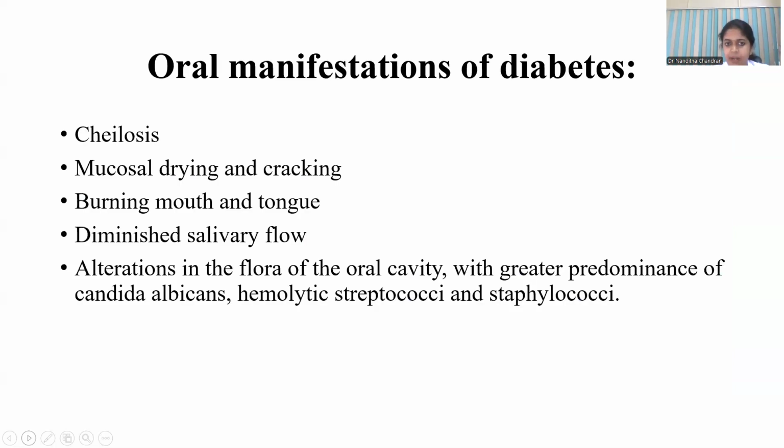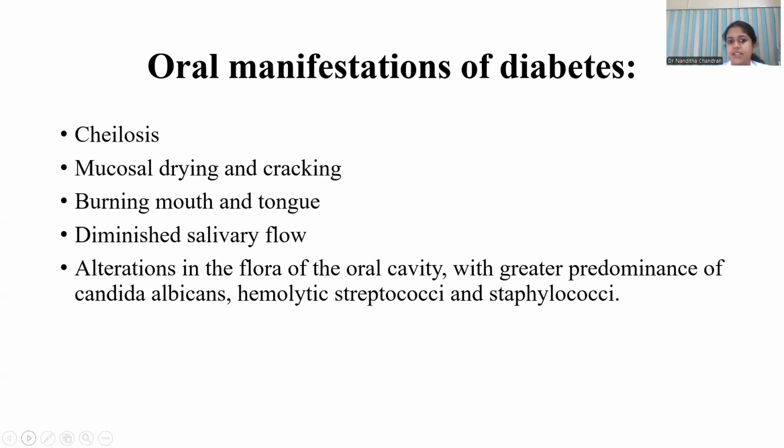So from the periodontal point of view, diabetes is very important because it shows oral as well as periodontal manifestations. First, coming to the oral findings in a diabetic patient, you have cheilosis, drying of the oral mucosa, cracking, burning mouth syndrome or burning tongue. It is because of the loss of papilla, depapillation of the tongue, diminished salivary production or reduction in salivary flow, and alteration in the oral flora. That is, there will be greater predominance of Candida species, hemolytic streptococcus, and staphylococcus species. So these are the oral findings in a diabetic patient.